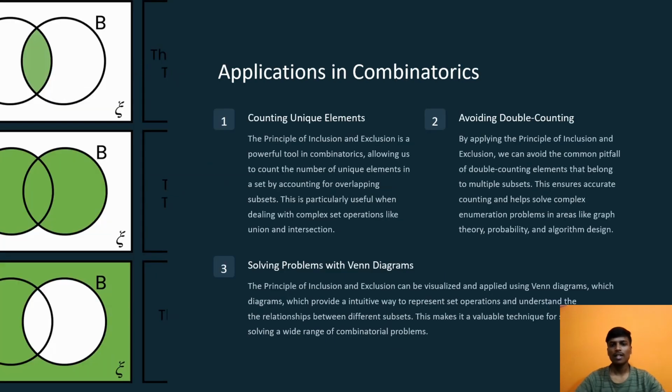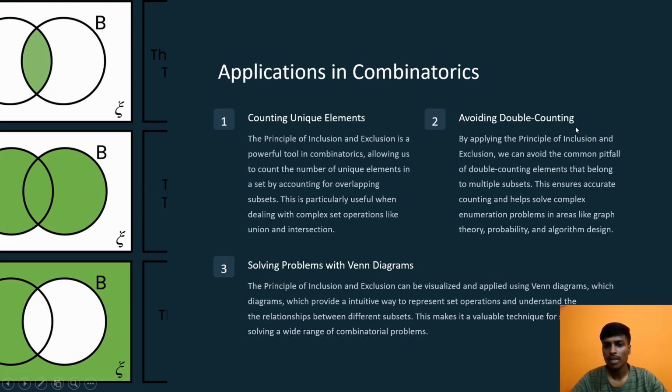So, applications in combinatorics: counting unique elements, avoiding double counting, solving problems with Venn diagrams. First, counting unique elements. The principle of inclusion and exclusion is a powerful tool in combinatorics, allowing us to count the number of unique elements in a set while accounting for overlapping subsets. This is particularly useful when dealing with complex set operations like union and intersection. Here you can see an example of union and intersection. This is called union and this is the intersection example.